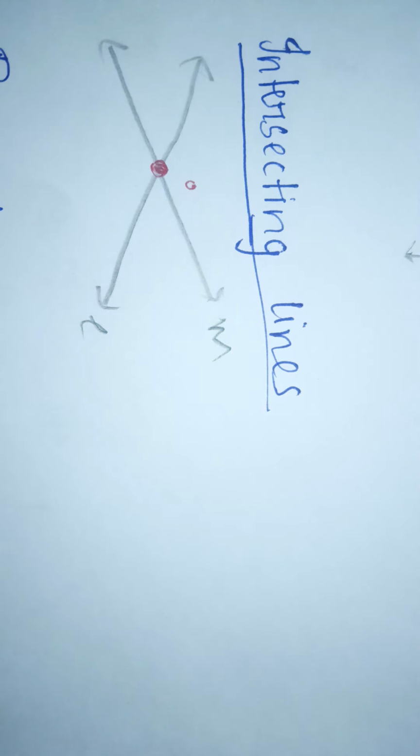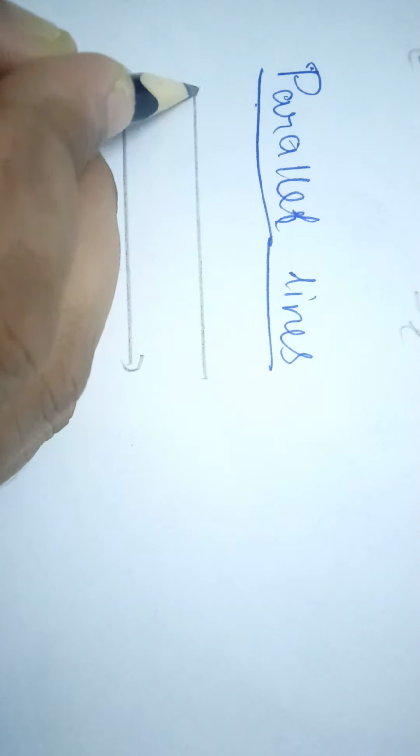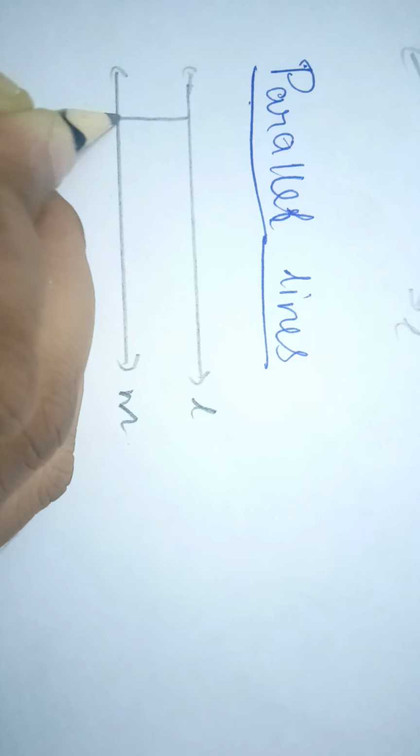Okay. Now the last one comes, the parallel lines. I have told you what a parallel line is. So again, this is line L and this is line M. So L and M are the parallel lines. They will never join at any point. They will never intersect.